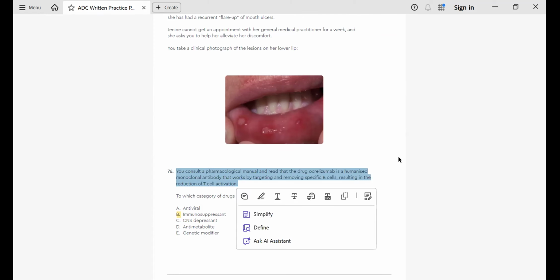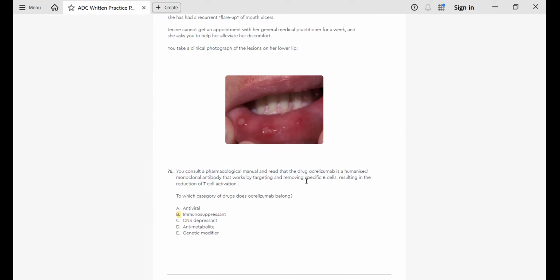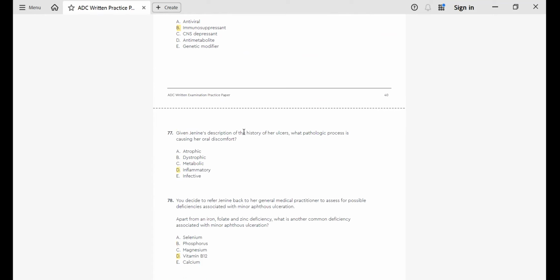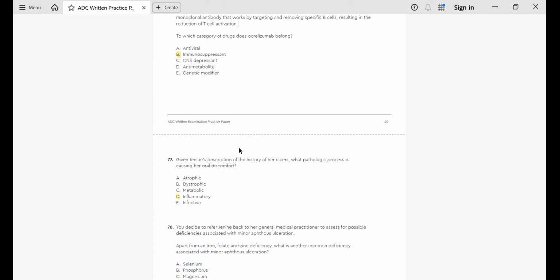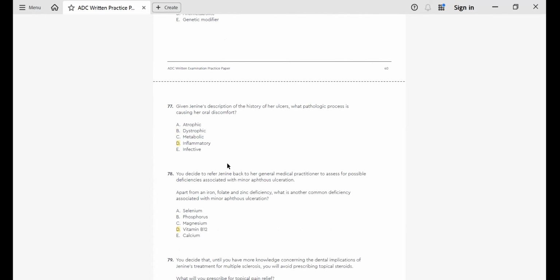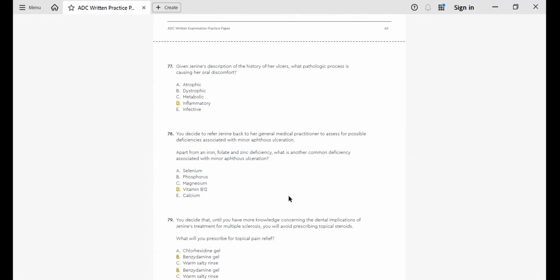It's a humanized monoclonal antibody that works by targeting and removing specific B cells, resulting in the reduction of T cell activation. They have told you the function of this medication, and then it asks you to which category of drug ocrelizumab belongs. If you look at the function, it looks like they are acting as immunosuppressants, right? What pathological process is causing her the oral discomfort? Inflammatory, because of the ulcer, right? What deficiency can cause minor aphthous ulceration? Vitamin B12.